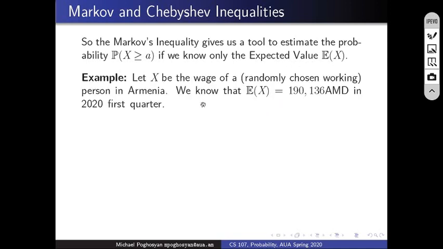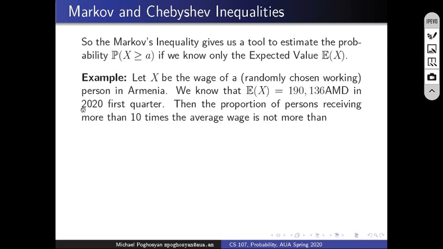So Markov's inequality is giving us a tool to estimate probabilities like this if we know only the expected value of x. One example, let x be the wage of a randomly chosen working person in Armenia. So x is the salary, and the average salary is 190,000, I mean in drams, in the first quarter of this year. This is from the Armstat webpage.